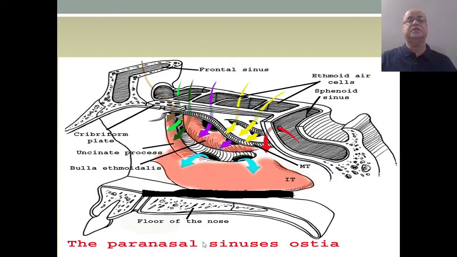This is another cross section of the lateral nasal wall. Here this is the sphenoid sinus. This is the inferior turbinate here, and this is the attachment of the middle turbinate, and this is the attachment of the inferior turbinate. And here you can see these are the posterior ethmoidal air cells, which are opening into the superior meatus, while the sphenoid sinus is opening into the sphenoethmoidal recess. Anterior and middle ethmoidal air cells along with frontal sinus and the maxillary sinus are opening into the middle meatus, while in the inferior meatus the nasolacrimal duct opens.